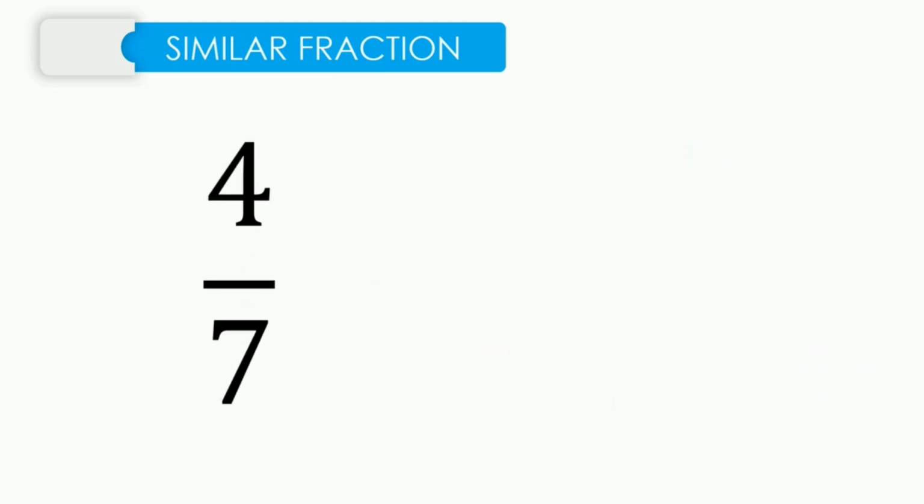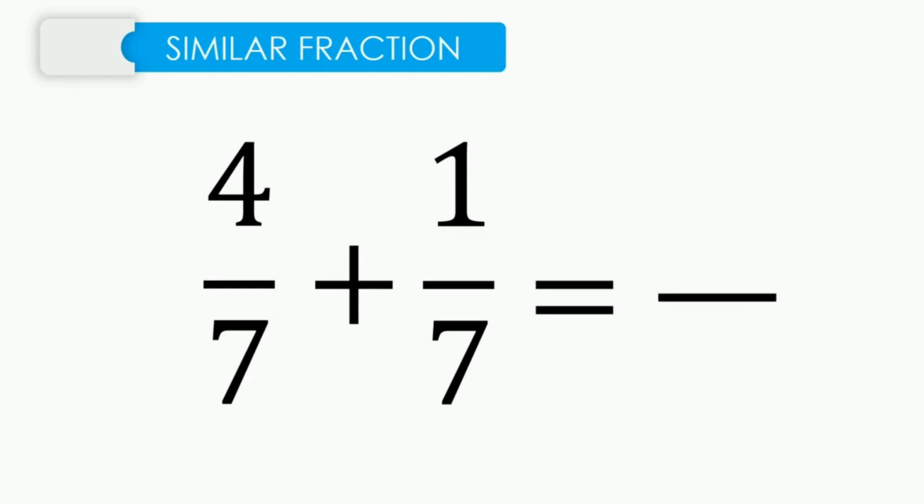Here's another example. 4 over 7 plus 1 over 7. Here we are still adding proper fractions. Again, the first step is to add the numerators. We have 4 plus 1 and the answer to that is 5. Next is we copy the denominator. In this case, it's 7. So the answer to this is 5 over 7.